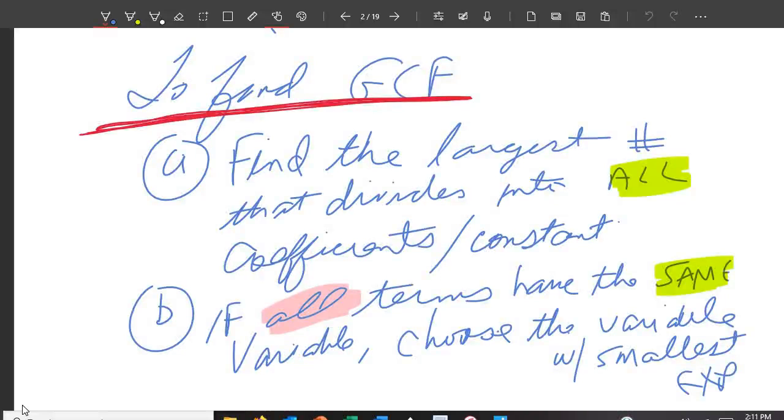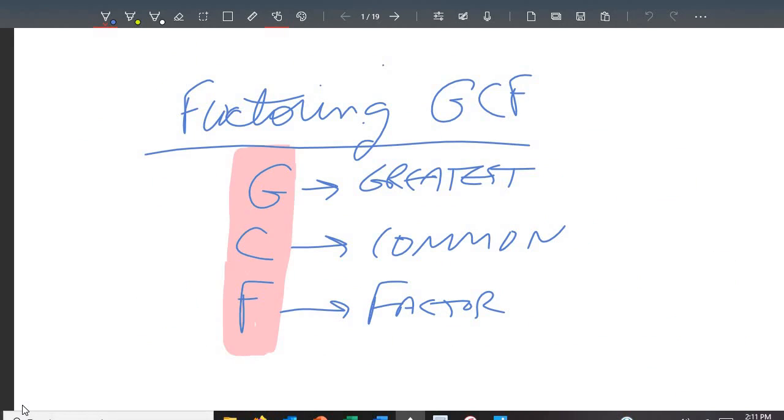This lesson is on finding GCF. Now, in the next chapter, what we're going to be doing is called factoring. Factoring is undoing multiplication. So the first thing we're going to learn how to factor is called the GCF. Now, you may have heard this in the past. GCF stands for greatest common factor.